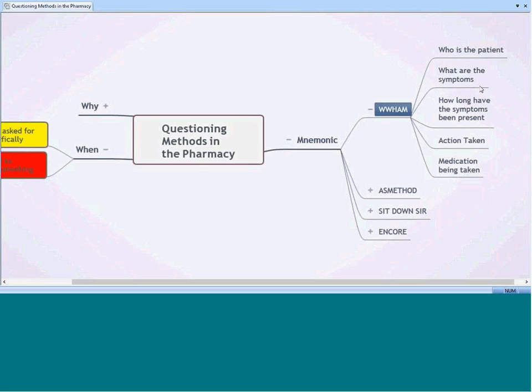Who is the patient? What are the symptoms? How long they've had them for? The action taken, and then medication being taken. Let's change this situation slightly now.